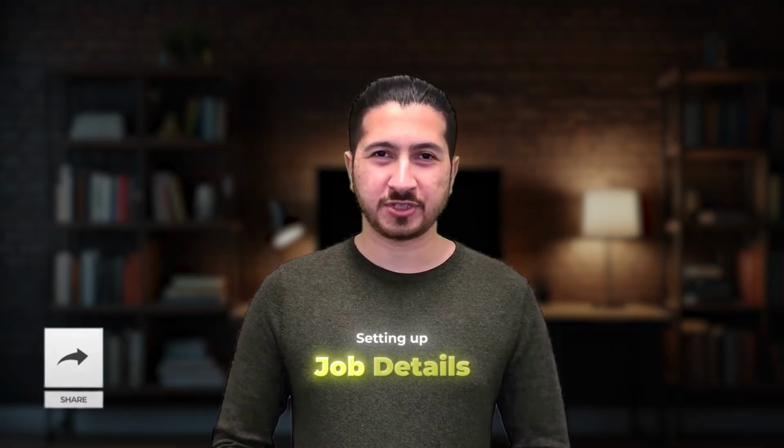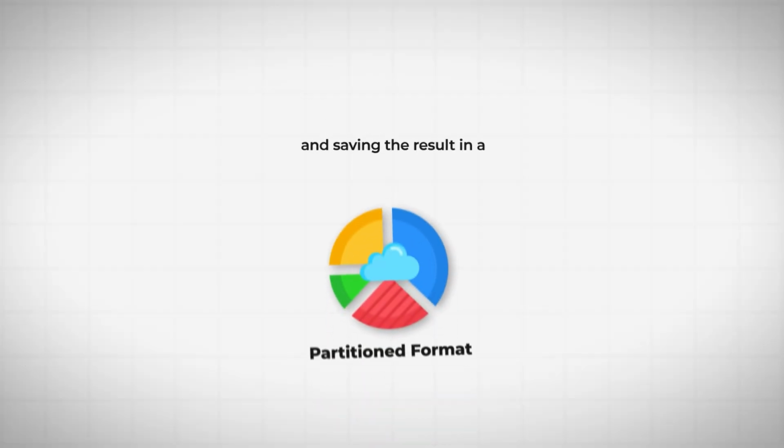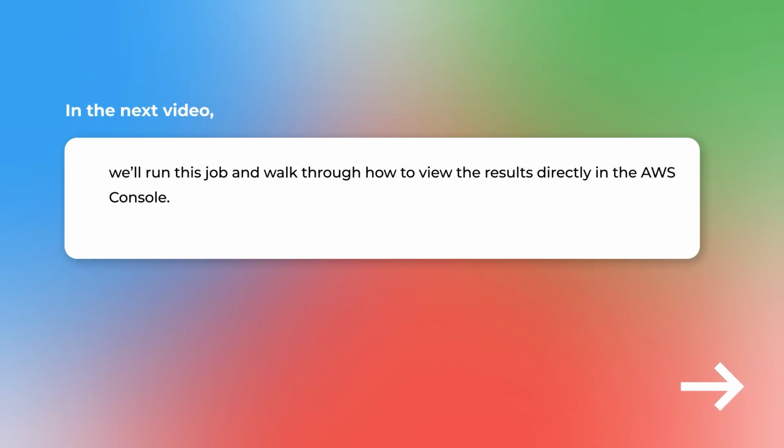Nice. You've now seen how to visually create an ETL job in AWS Glue, from setting up job details and choosing your source, to applying a transformation and saving the result in a partitioned format. In the next video, we'll run this job and walk through how to view the results directly in the AWS console.